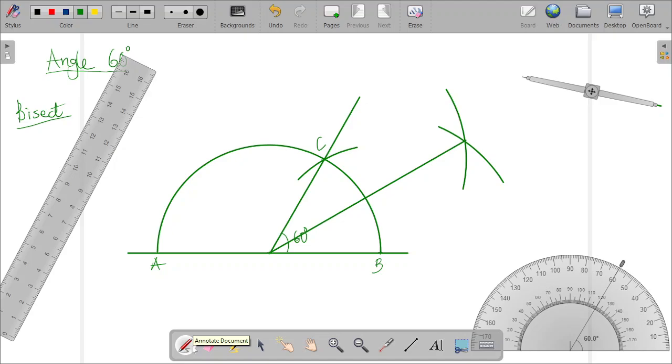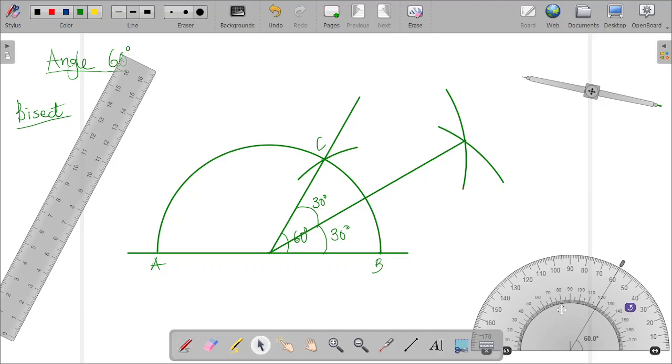Okay, so I have bisected this angle 60. So that means this angle space over here is obviously half of 60. That is 30 degree. So this angle space over here too must be 30 degree as well. Okay, that's called bisecting. So I have 30 and 30, that make up 60, right?